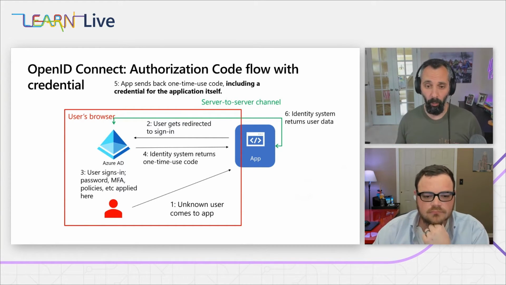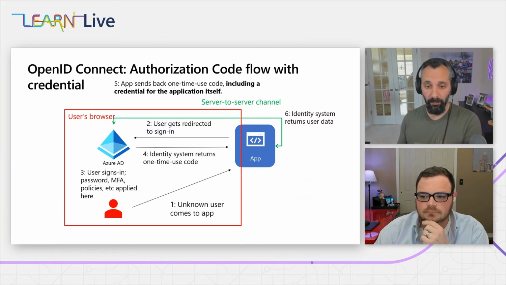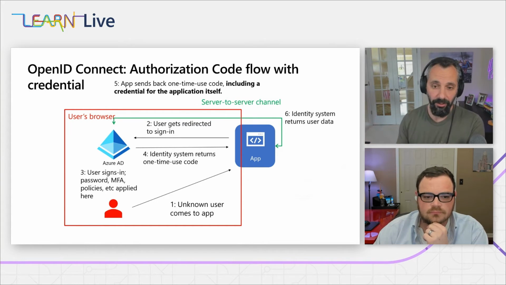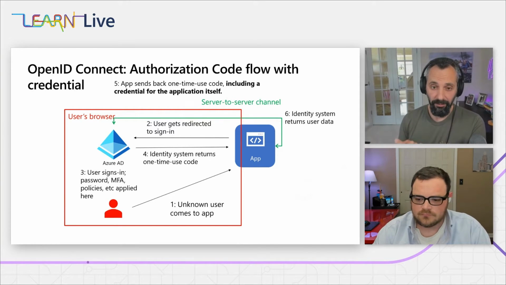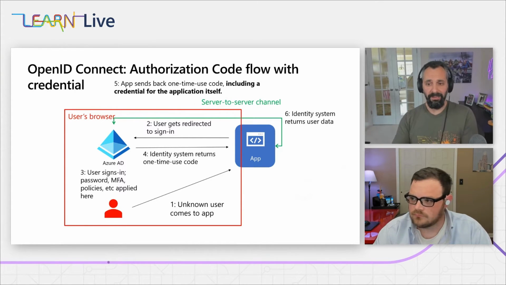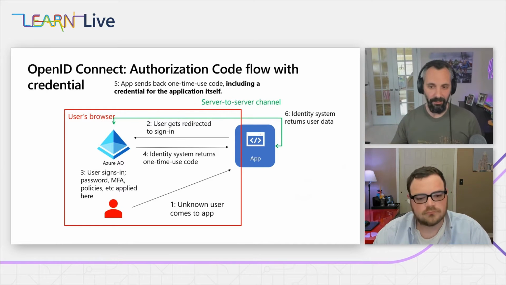Once they make it through the door, once they're signed in, then the identity system returns the one-time code to the application. Now, the application will use that one-time code to go back to Azure AD and request the actual token. So we haven't gotten the token yet until step 5, which is where the application will send the one-time code with the credentials for the application to get the ID token and the access tokens. And at that point, step 6 happens, and the identity system returns the user data and the tokens, so we can do whatever we need with them. So there's this kind of dance that will go back and forth.